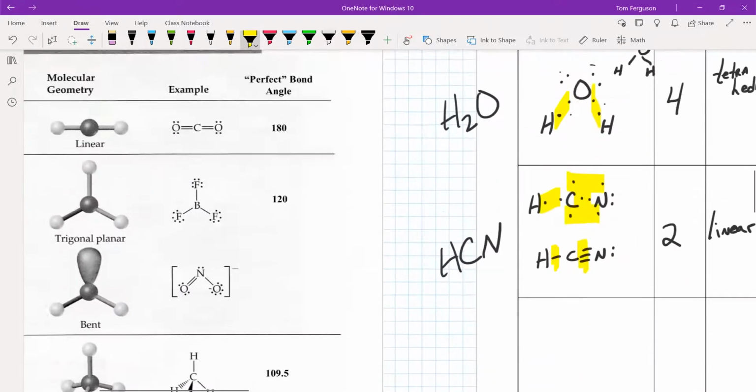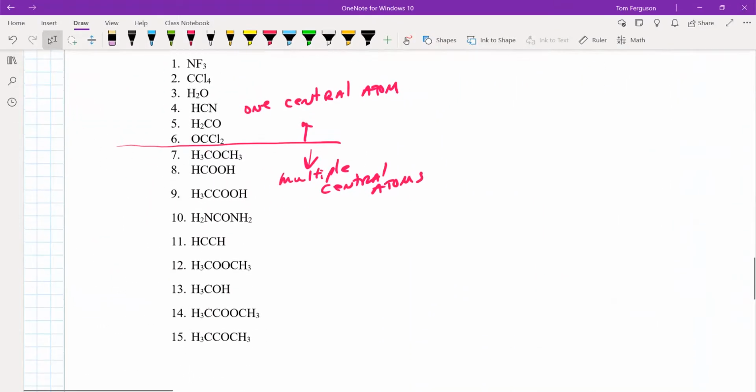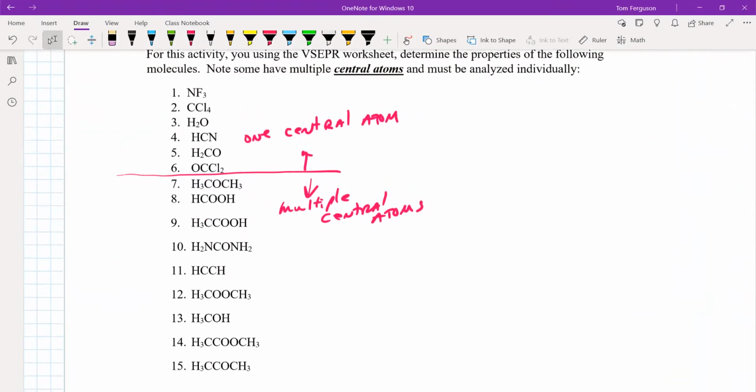Now I've given you some homework here, which is down here. Giving you 15 problems for homework. 1 through 6 is 1 central atom. 7 through 15 can be anywhere from 2 to 4 central atoms. Each central atom needs to be analyzed, just as we're doing here.